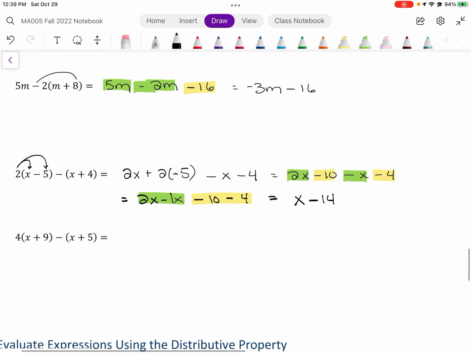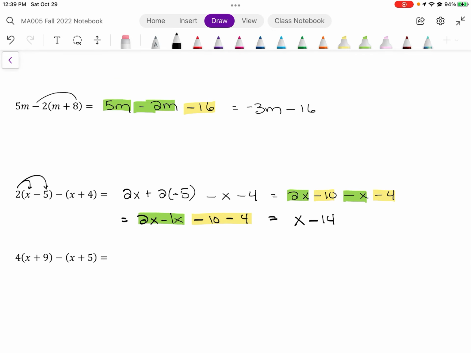All right, last one. So first we're going to take the 4 times the x, and then plus the 4 times the 9 is 36. And then we're going to distribute this minus, and I'm going to have minus x minus 5. All right, so let's go look for like terms: 4x minus x, and then 36 minus 5.